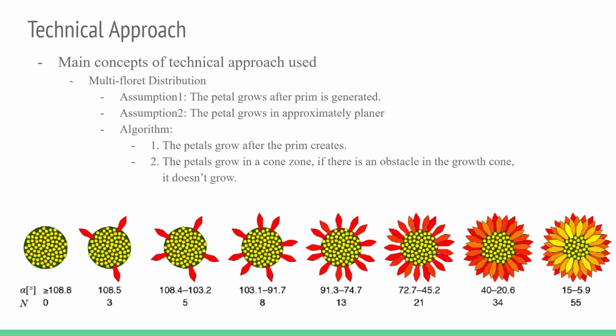For multi-floret distribution, we have two assumptions. The first one is the petal grows after primordia are generated, and the second one is the petal grows approximately planar. And the algorithm is that we can get the order of the primordia creation in the phyllotaxis generation, so we can get the petals growth order. And for each petal growth, it grows in a comb zone, and if there's an obstacle in the growth comb, it doesn't grow. Otherwise, it can grow.